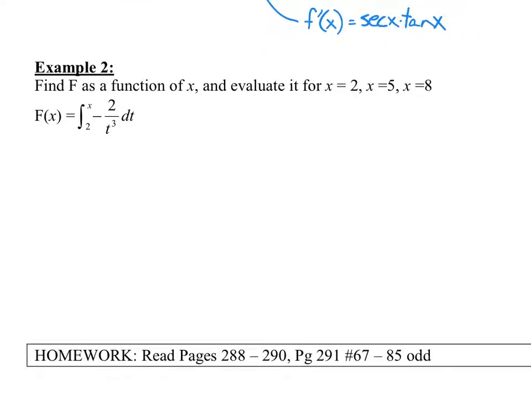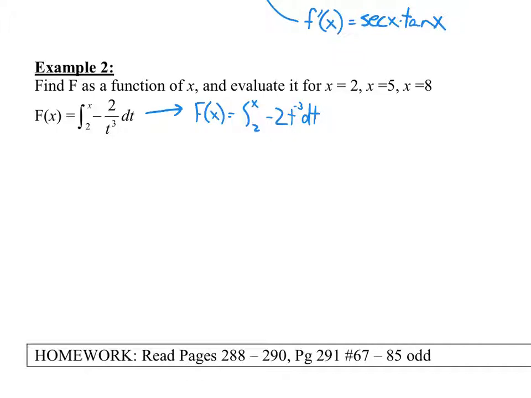All right? So, we want to find capital F as a function of x. Here we have it written as an integral. And we can do it one of two ways. We can do it the longer way that we were just looking at, where we actually take the integral from 2 to x of negative 2t to the negative third power.